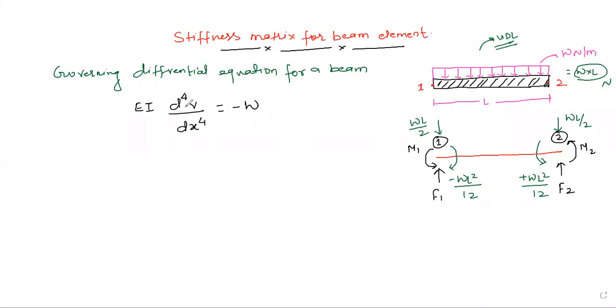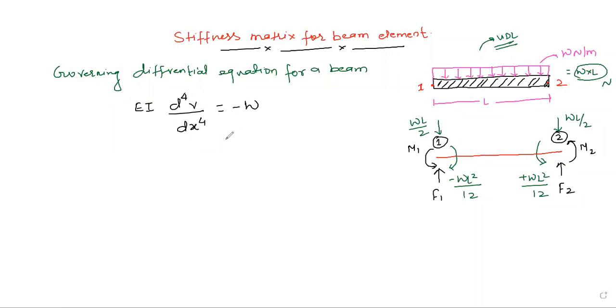What is V here? V is the transverse displacement. V is nothing but the displacement in this beam. If you compare with the strength of materials formula, you might have come across this formula in deflection of beams, in Macaulay's method, the integration method. This is the governing differential equation for a beam, that is EI d⁴V/dx⁴ is equal to W, the load, and here the load is acting downward, that is why we are taking minus W.